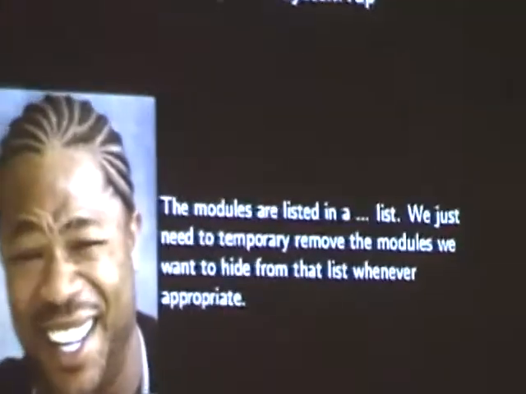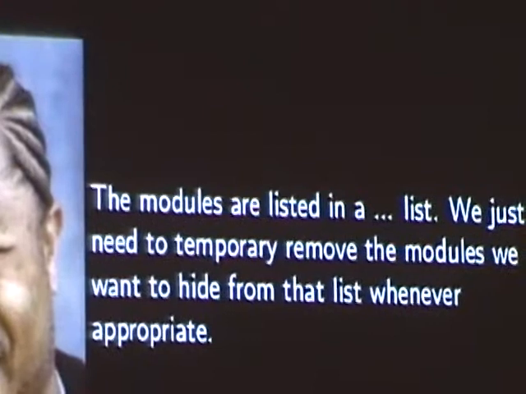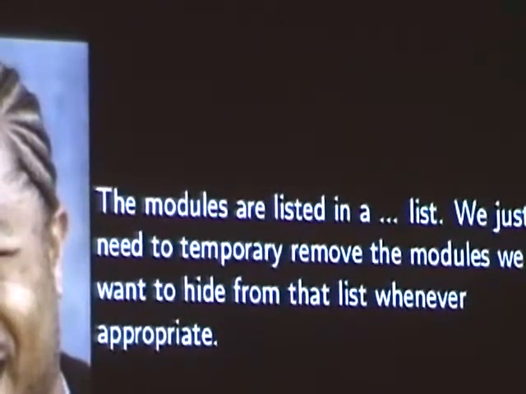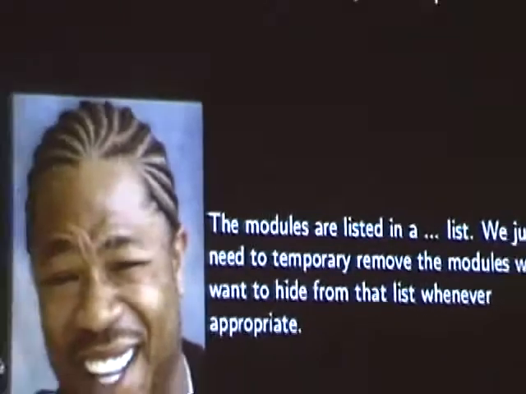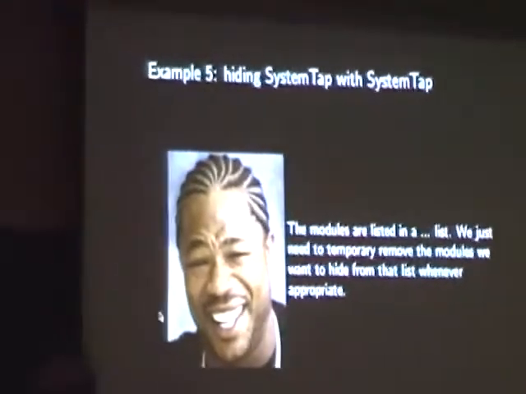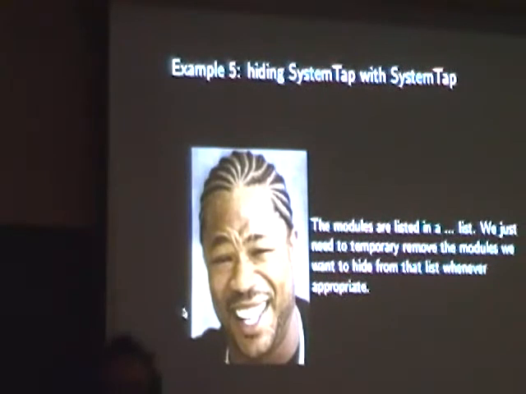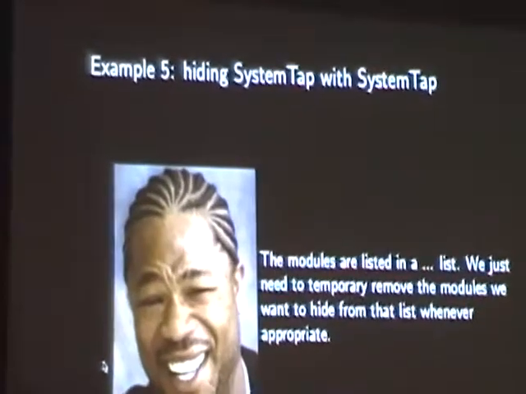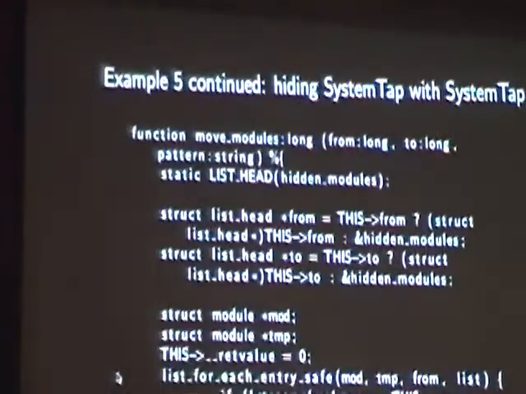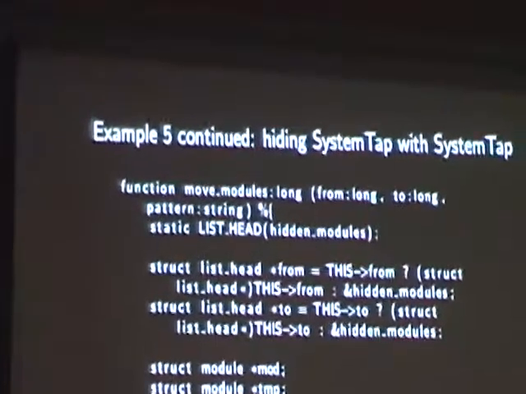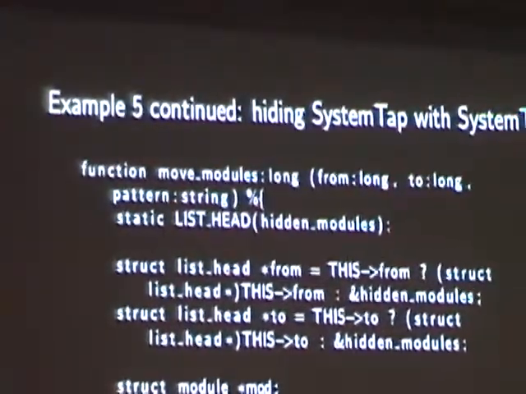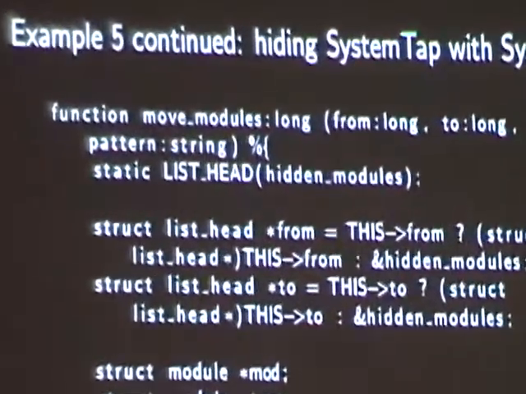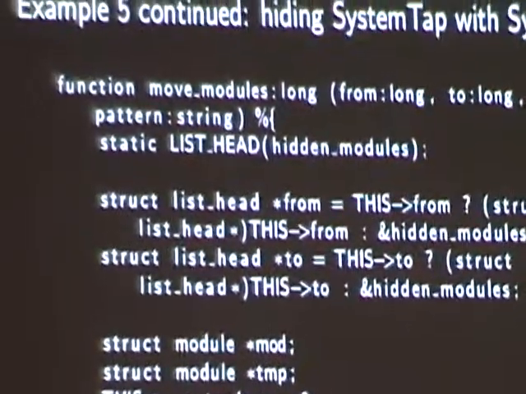So the list of modules is stored as a list in the kernel. And you just need to move the modules around. When someone is going to look into the list, you just move the modules you don't want to show into a list somewhere, and you get them back in whenever appropriate. So this is the function. Here we are using it against Systemtap because you are actually writing things in C.